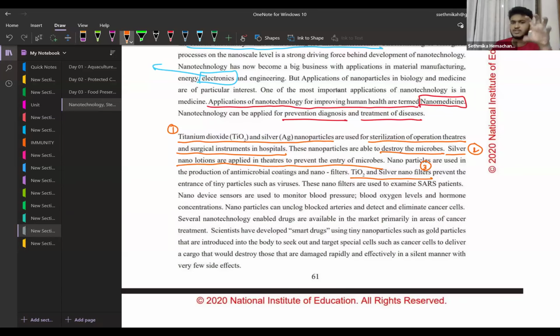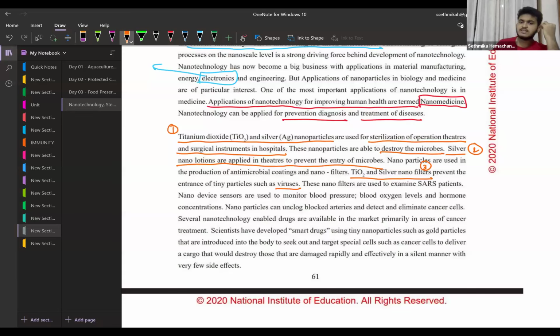So when we consider sterilization, they have different functions, which include the sterilization of operation theaters and the sterilization of surgical instruments. They can destroy the microbes, and silver nanolotions are applied on theaters, and you get titanium dioxide and silver nanofilters as well that prevent the entrance of tiny particles such as viruses.